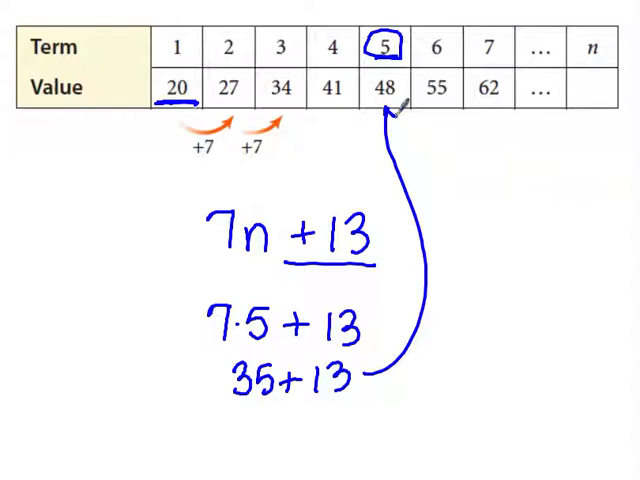So you're going to take your difference between terms times n, and then you're going to figure out what number you need to add there to get your first term. So if I was filling in my chart here, I would put 7n plus 13. And they're going to ask you to fill charts in, and that's what you're going to do. That's what it means when it says n.